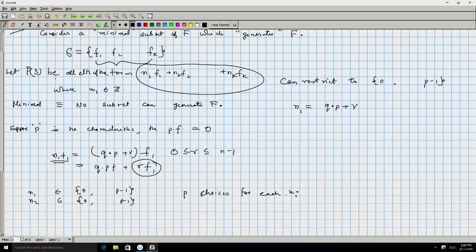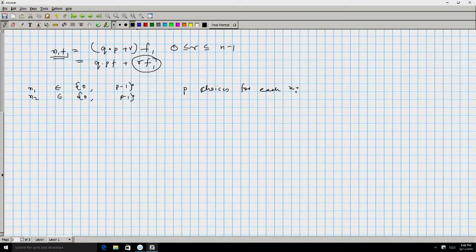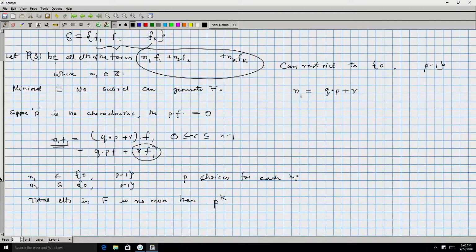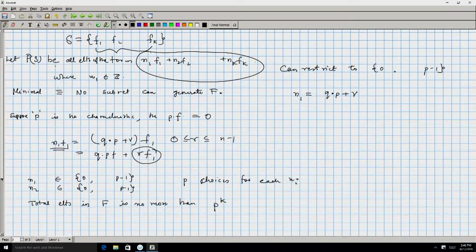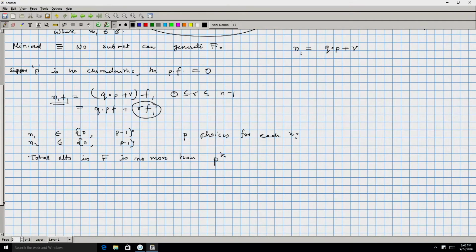So, in all, the total number of elements that we can form is no more than P to the k, because each of these n1, n2, nk you can select from 0 to p minus 1, and what we will show now is that it is exactly p to the power k.